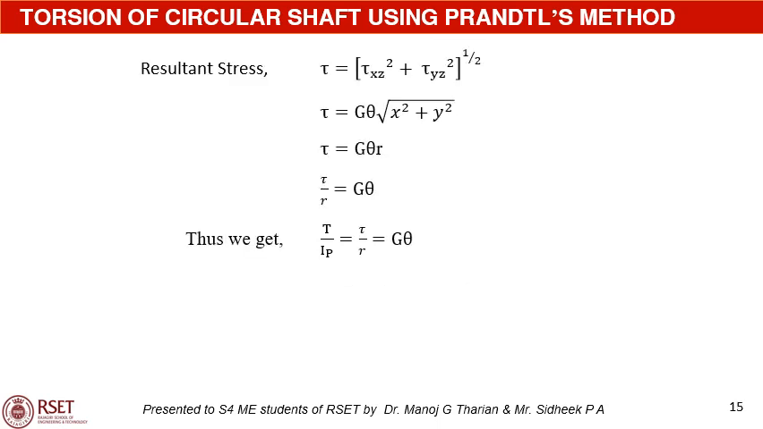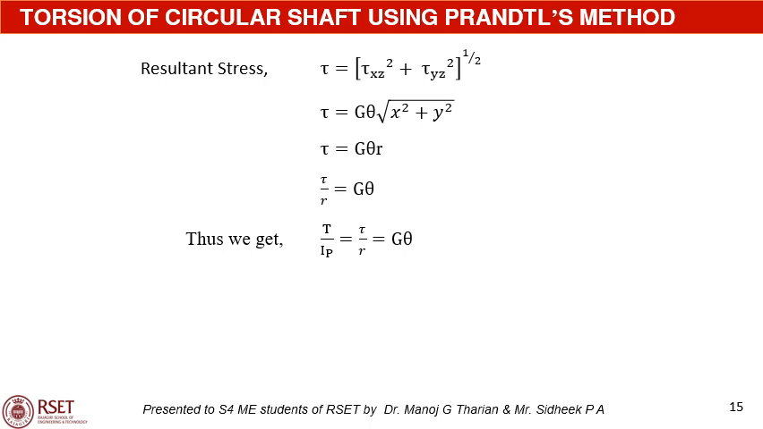The resultant shear stress at point P is given by tau is equal to square root of tau xz square plus tau yz square. Substituting for the shear stress components tau xz and tau yz from the above expressions, we get shear stress tau is equal to Gθ into square root of x square plus y square. We know that at point P, which is having coordinates x and y, square root of x square plus y square equal to r. Thus, the shear stress tau is equal to Gθ into r, or tau divided by r is equal to Gθ.